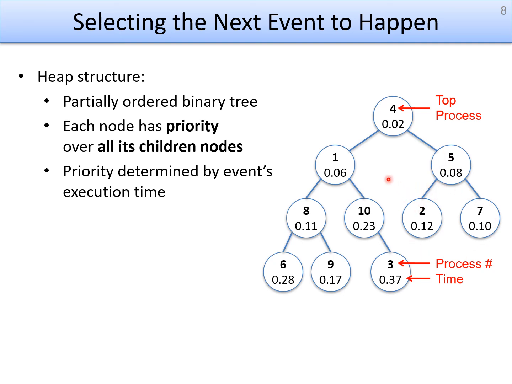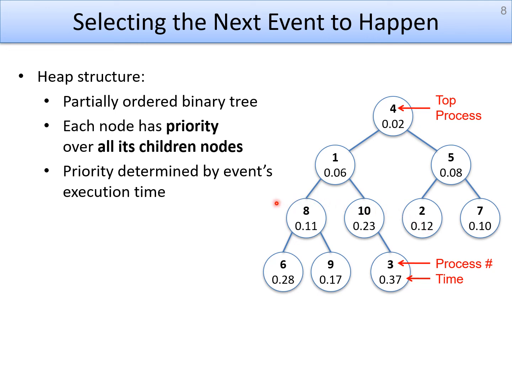However, if we look into this node here and that node here, we don't know anything about the priority between these two because there is no parent-child relationship between them. Right, so we know that this has lower priority than this, but if we are to compare this and this, we cannot make any statement.